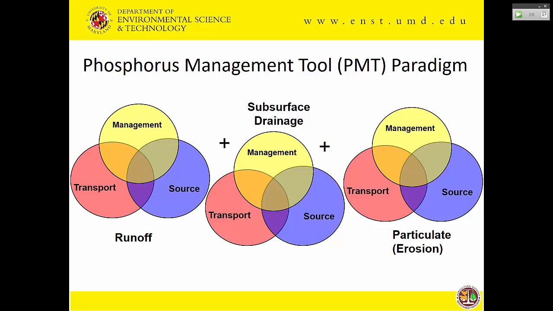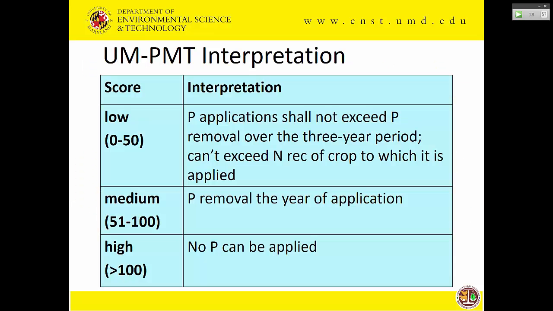But in this case, each pathway is assessed independently. So if any one of them is out of sight, you're going to get an out of sight score, even though the others may be low. Right? So a very different paradigm. It still looks at the three pathways, runoff, subsurface drainage, and erosion or particulate, but it looks at the transport, management, and source separately. Okay?